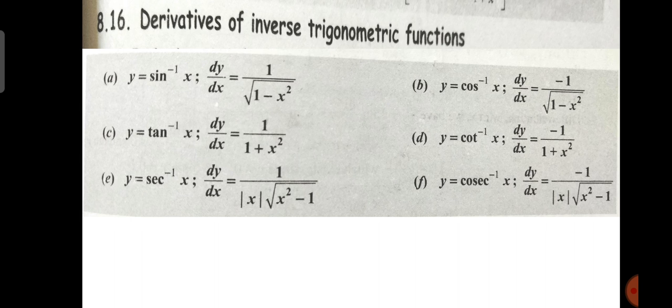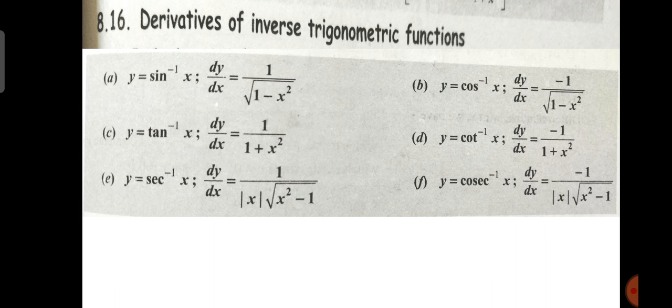Then the derivative of cos inverse x is minus 1 by root of 1 minus x square. Derivative of tan inverse x is 1 by 1 plus x square. Derivative of cot inverse x is minus 1 by 1 plus x square. Derivative of sec inverse x is 1 by modulus of x into root of x square minus 1. Cosec inverse x is minus 1 by modulus of x root of x square minus 1.